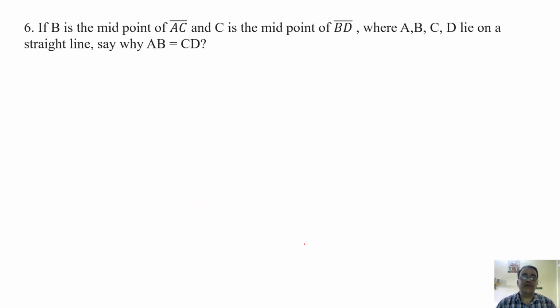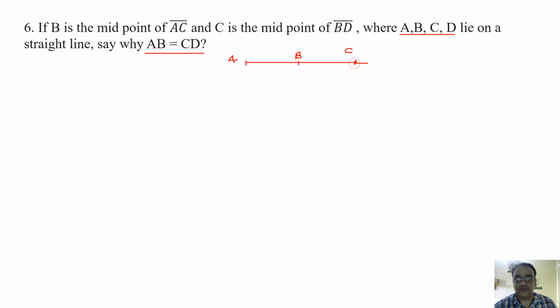If B is the midpoint of AC and C is the midpoint of BD, where A, B, C, D lie on a straight line, show that AB is equal to CD. सबसे पहले देखो यहाँ पे B is the midpoint of AC दिया हुआ है, right? देखो एक मिनट. A, C and B is the midpoint of AC. This is B, midpoint. Okay, so AB is equal to BC and it is given C is the midpoint of BD.